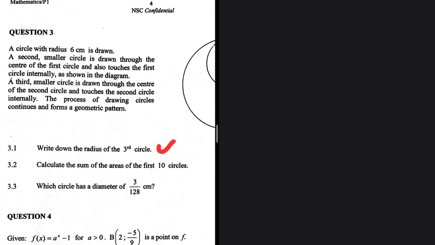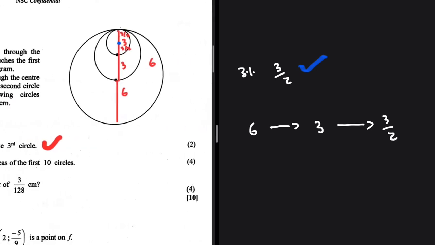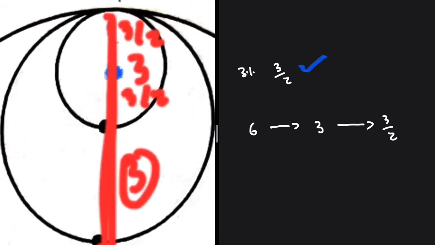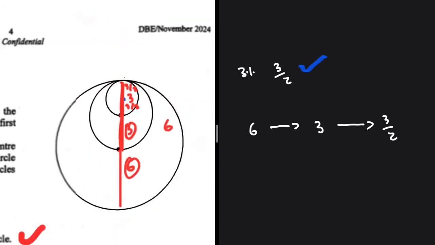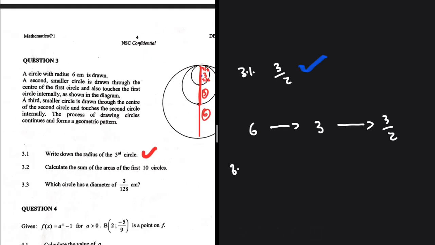So the answer to 3.1 is 3 over 2. How are we getting to 3 over 2? The radius of the biggest circle is 6. The radius of the circle that follows is 3. And the radius of the third circle is 3 over 2. We can clearly see that we have 6, and then here we're going to have 6 as the diameter and 3 as the radius. Here we're going to have 3 as the diameter and 3 over 2 as the radius. So there we go. And then 3.2, calculate the sum of the areas of the first 10 circles.